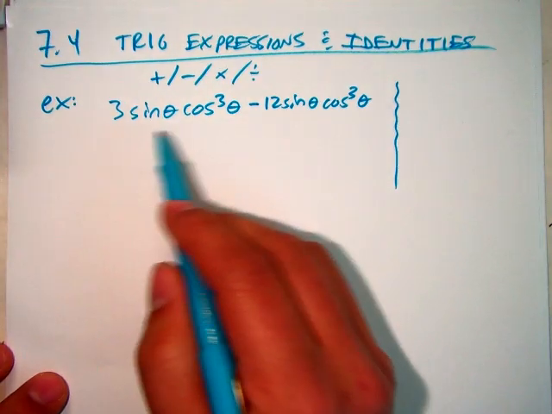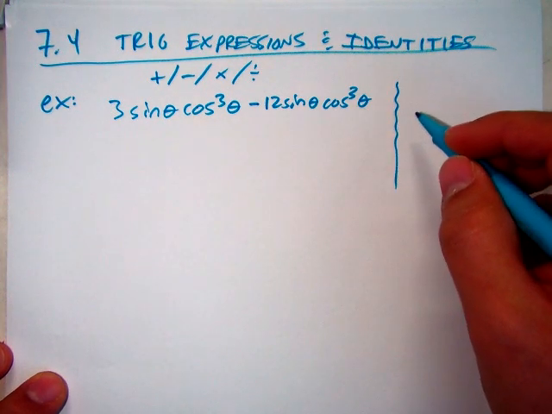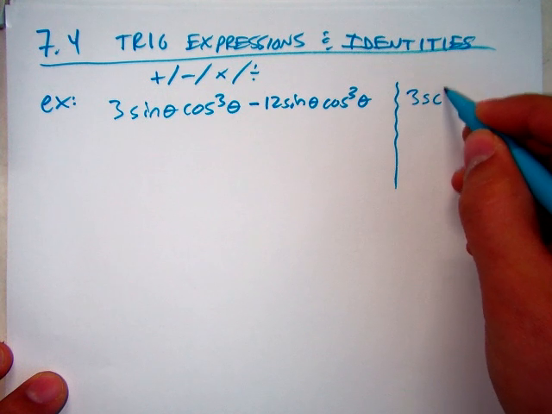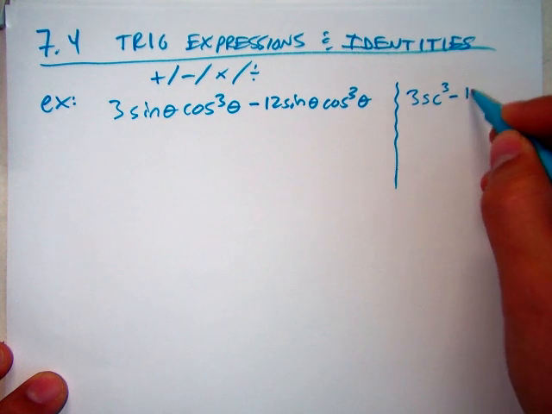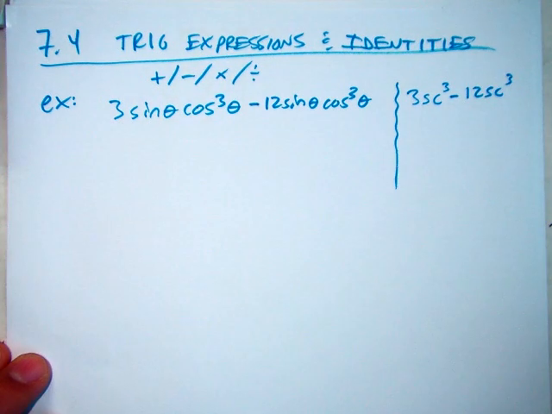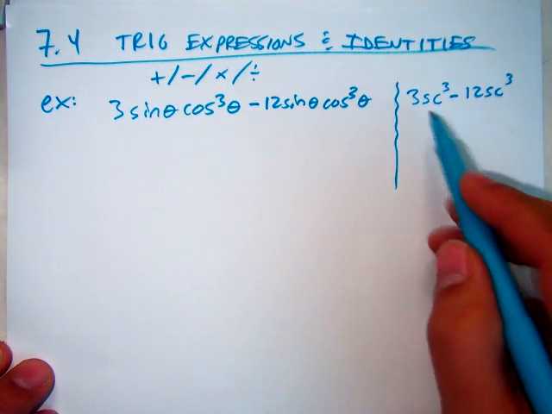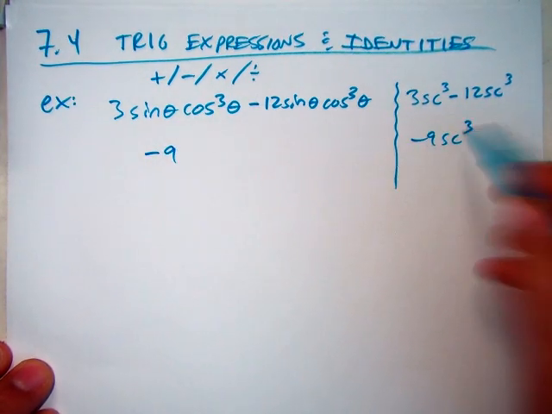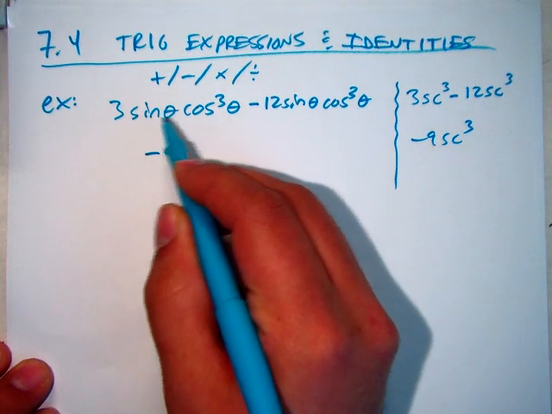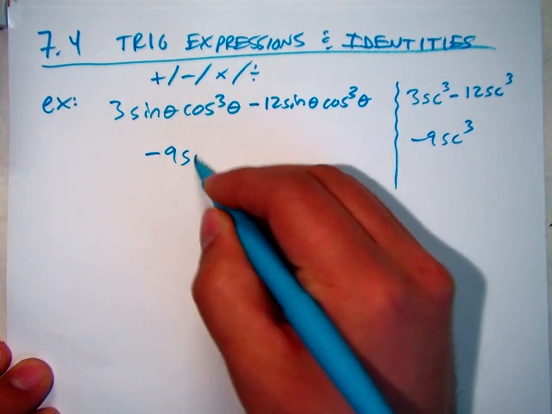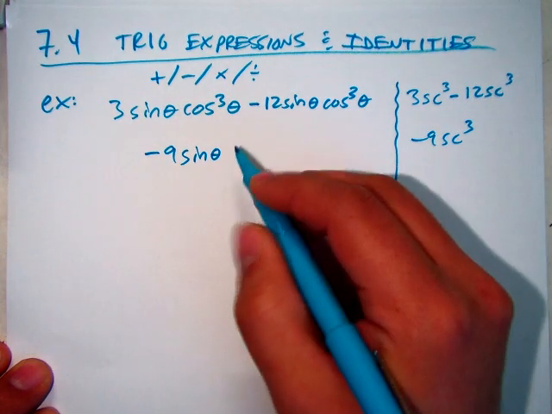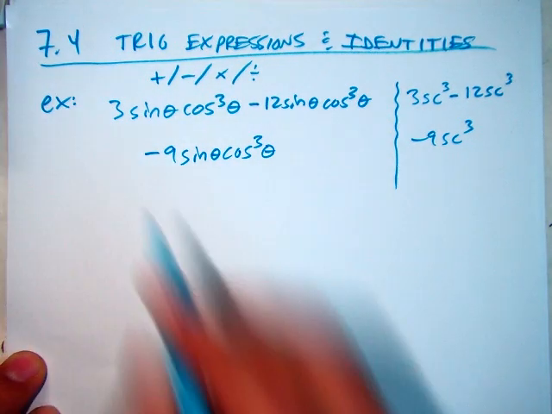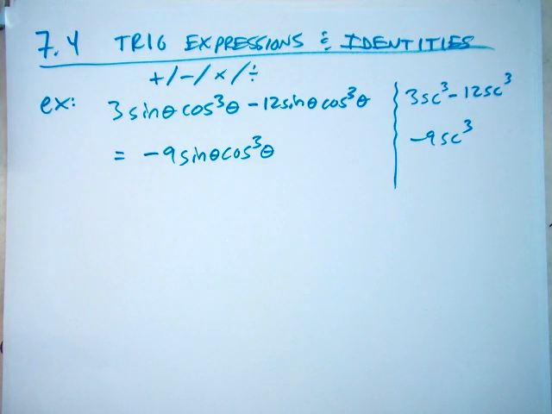This may seem a little weird, so a good way to think about it until you recognize that it's not so bad is that it's just like if I had 3sc cubed minus 12sc cubed. So this is just negative 9 sc cubed, which s was really a placeholder for what? So negative 9 sine theta, and then c was a placeholder for cosine, so we do cosine cubed theta. Make sense? Okay.